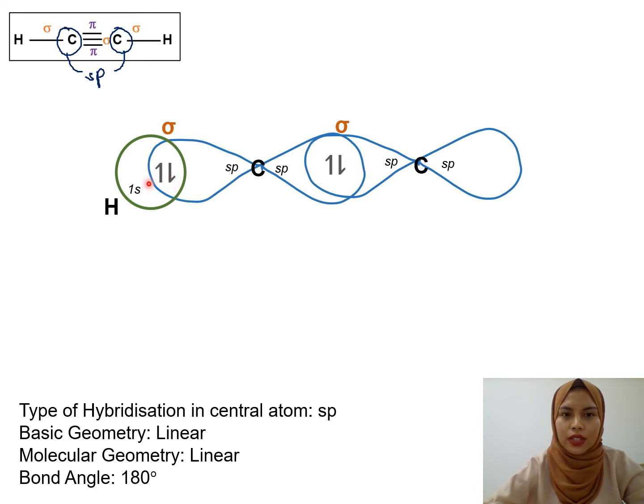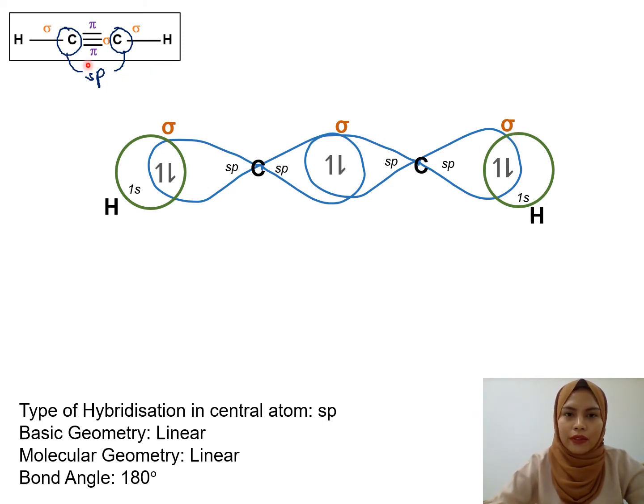So lukislah elektron satu atas satu bawah, and please label the overlap ni ya. So this kind of overlap ialah sigma overlap to show the sigma bond between carbon dan hydrogen. Okay, for this one pun I just do the same thing as well. Lukis atomic orbital untuk hydrogen atom, which is 1s, and also the shared pair of electrons and the sigma overlap, the type of overlap here.